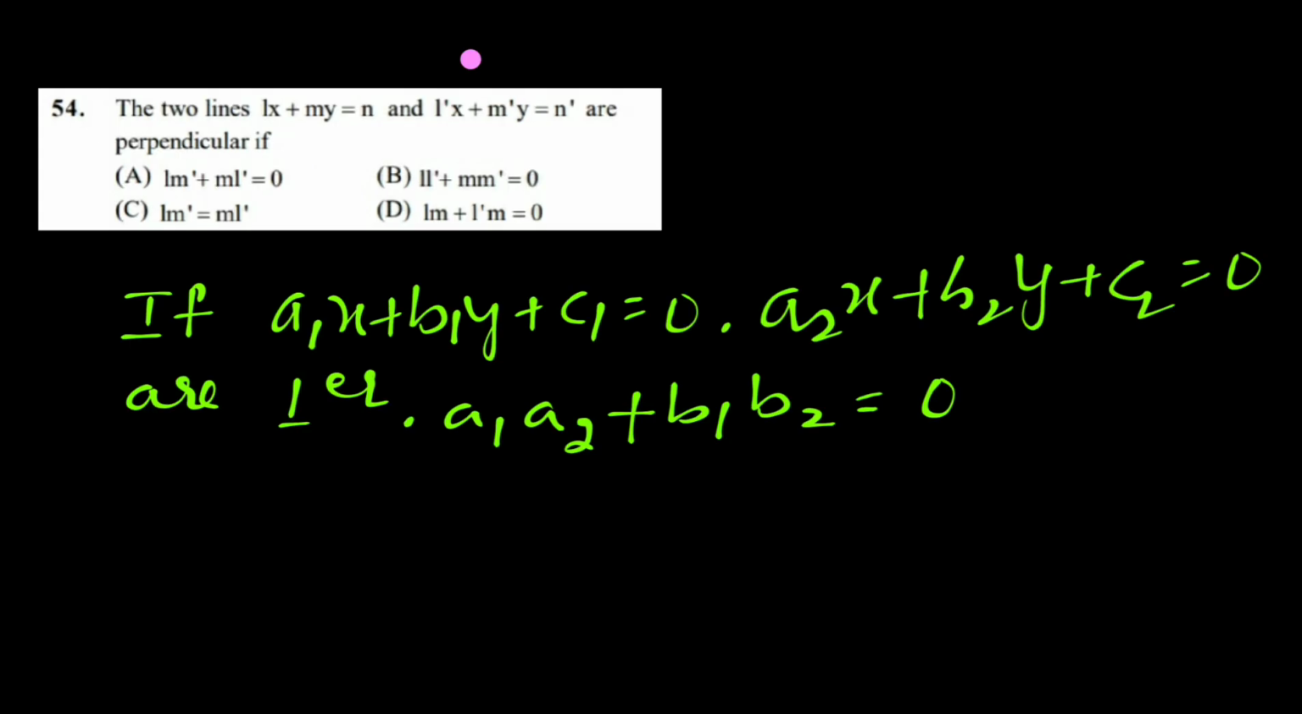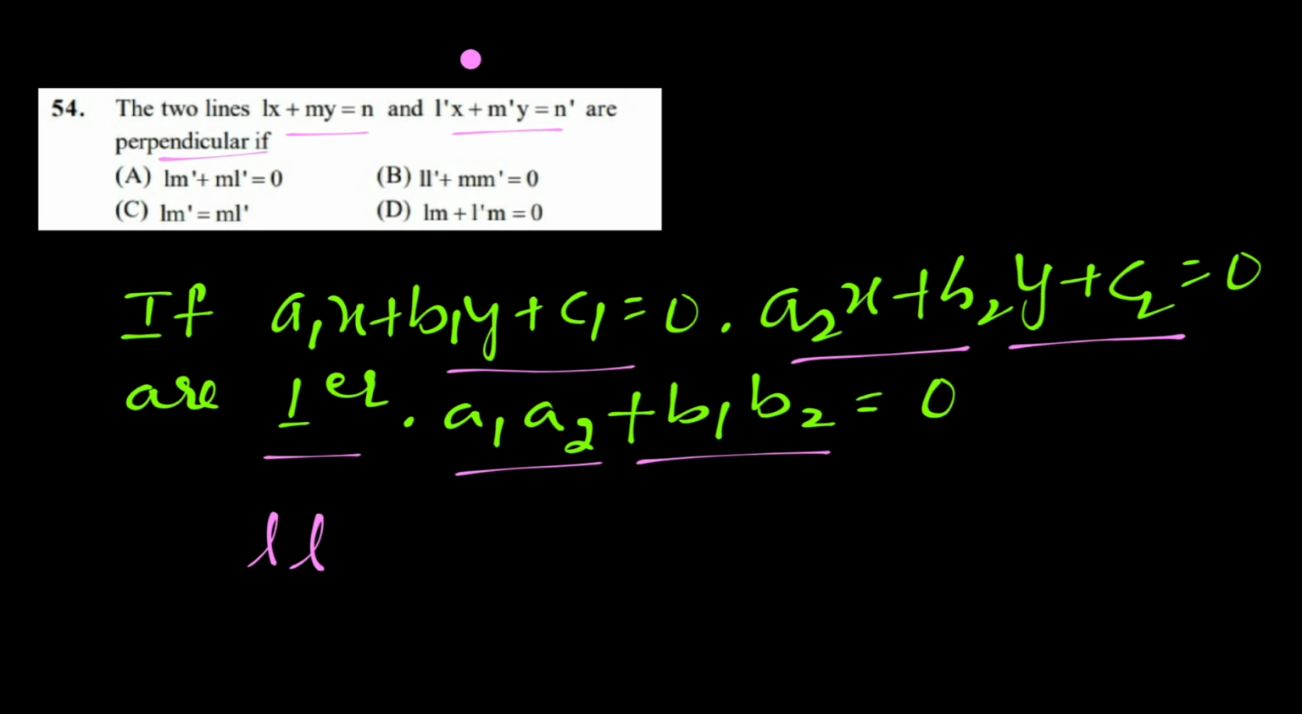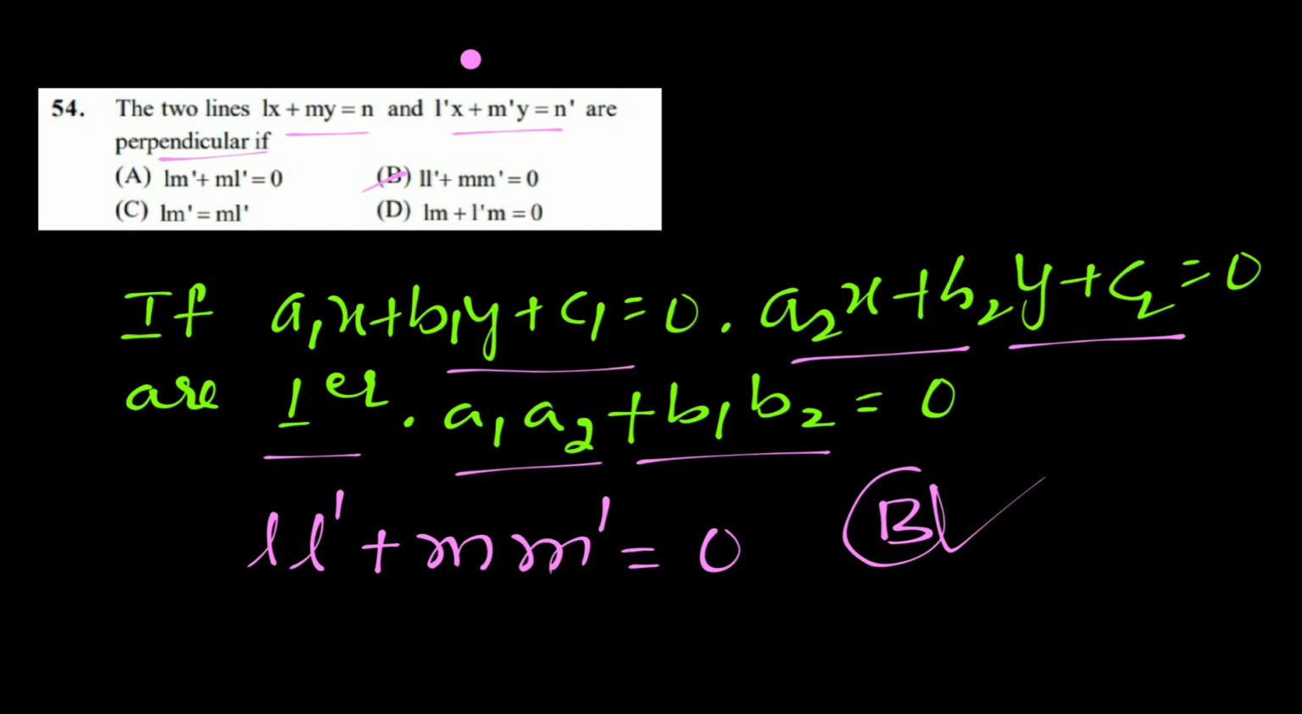Next, problem number 54. When the two given lines are perpendicular, we have to write the condition. We have the form a1x plus b1y plus c1 equals 0 and a2x plus b2y plus c2 equal to 0. If two lines are perpendicular, then a1 a2 plus b1 b2 equal to 0. So here a1 is L, a2 is L dash, b1 is M, b2 is M dash, so LL dash plus MM dash is equal to 0. Option B is the correct answer.